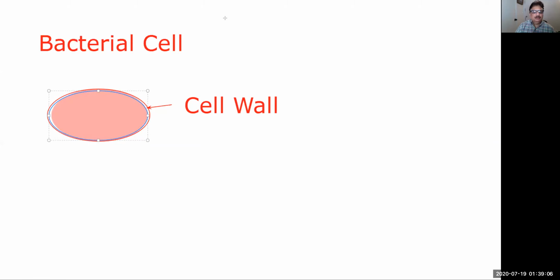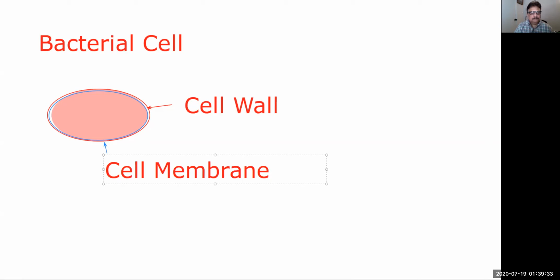This boundary is called as cell membrane. Cell membrane. Now, cell wall and cell membrane are two boundary lines that divide the cell from the outer environment.